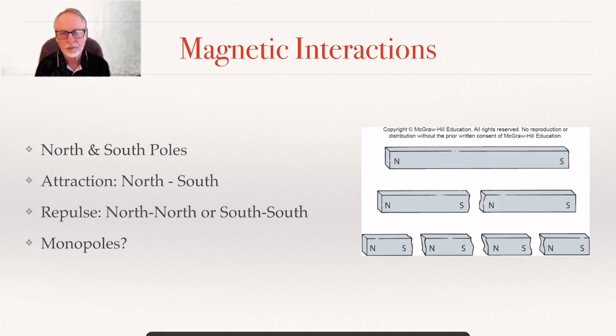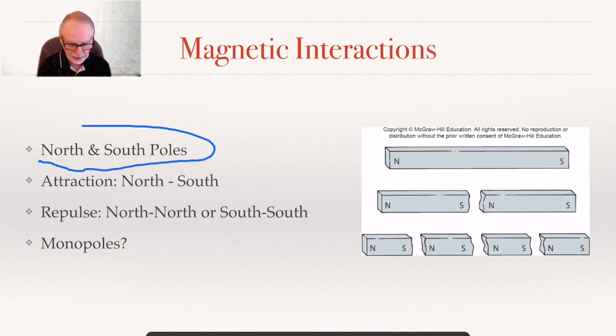So, what about magnetic interactions? What do we know about magnetic interactions? You probably know, of course, that there are north and south poles, and that there's an attractive interaction between the north and the south poles of a magnet. So here in this diagram, we have a bar magnet which has a north pole and a south pole. Okay, and we know that the north pole and the south pole are attracted to each other.